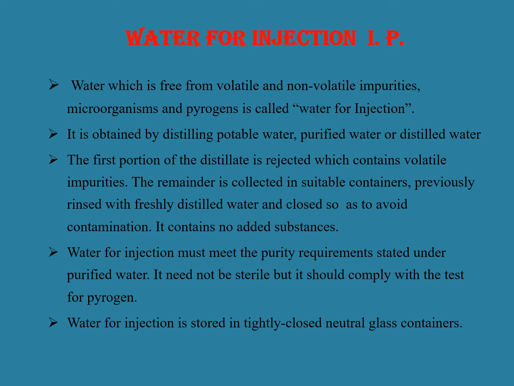Then, water for injection IP. It is the water which is free from volatile and non-volatile impurities, microorganisms and pyrogen. It is obtained by distilling potable water, purified water or distilled water. The first portion of the distillate is rejected, which contains volatile impurities. The remainder is collected in a suitable container previously rinsed with freshly distilled water and closed so as to avoid contamination.